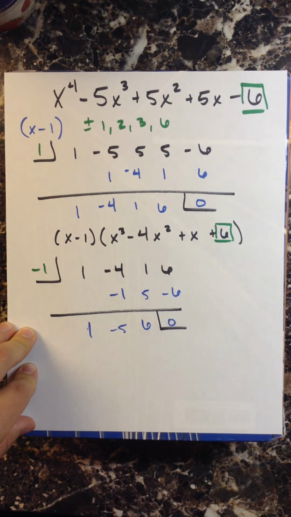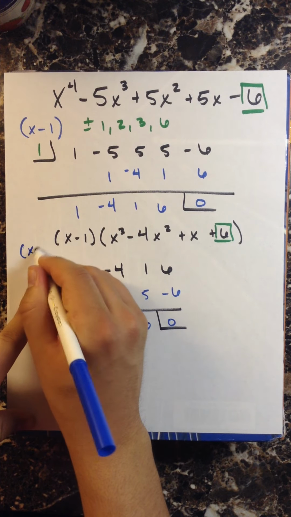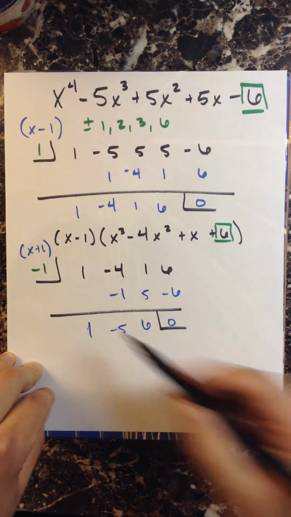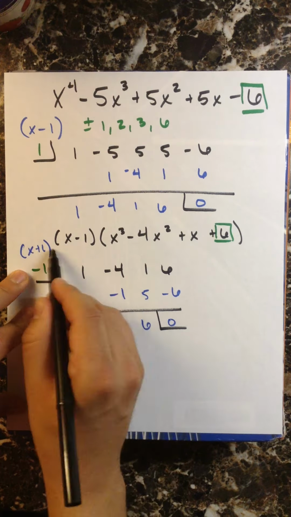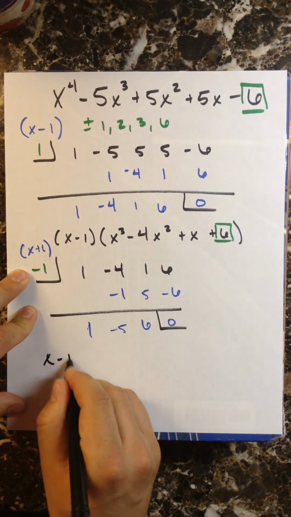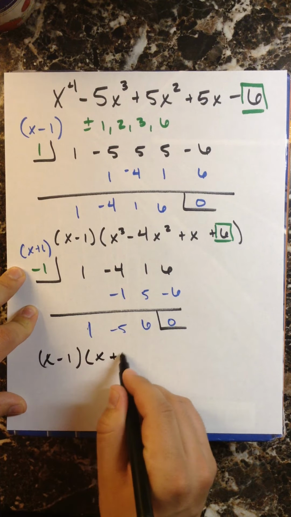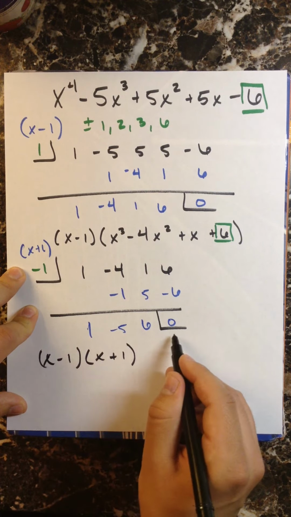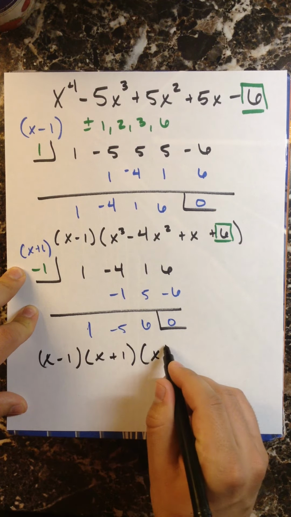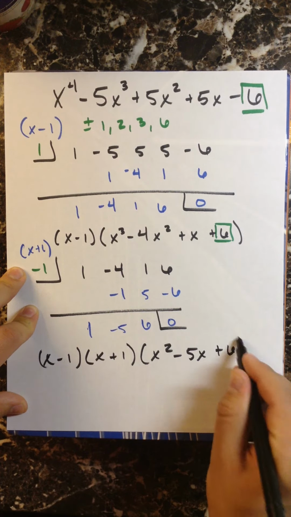And real quick, let's backtrack. We had a negative 1, so the factor we're looking at is x plus 1. And that guy worked. So now we'll keep our x minus 1 and carry it down. Now we'll tack on this new one we found, the x plus 1, and we'll add that last factor that we found as well. And that's going to be an x squared minus 5x plus 6.